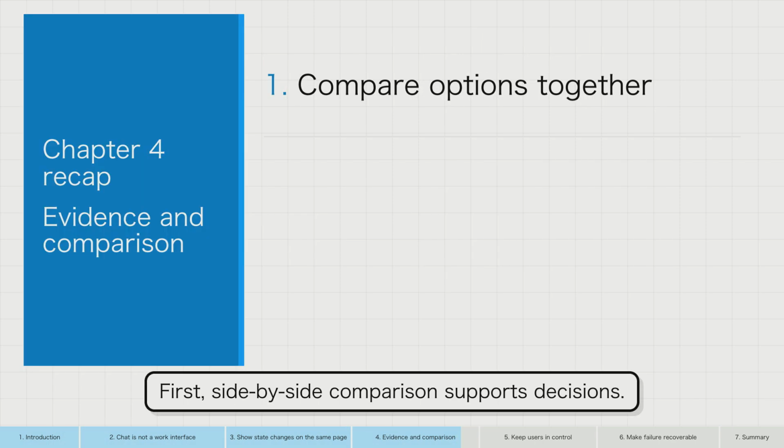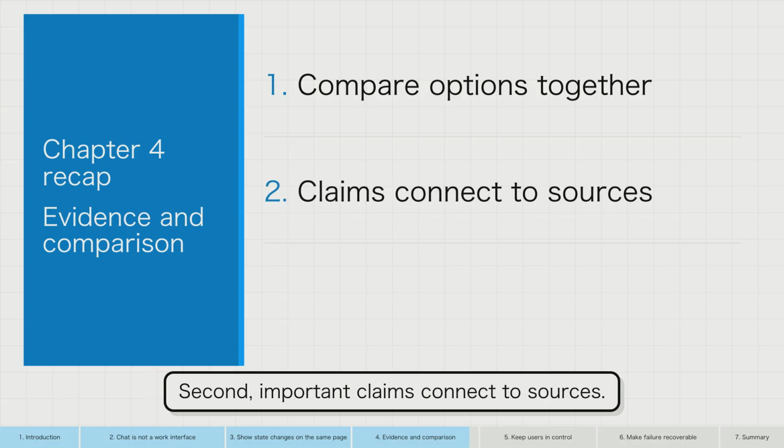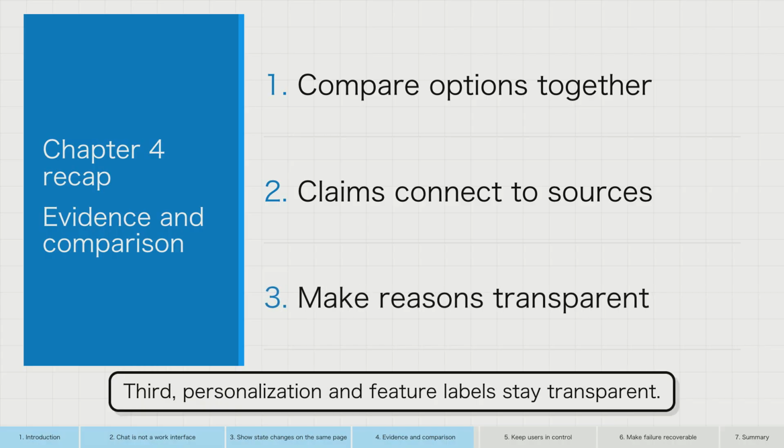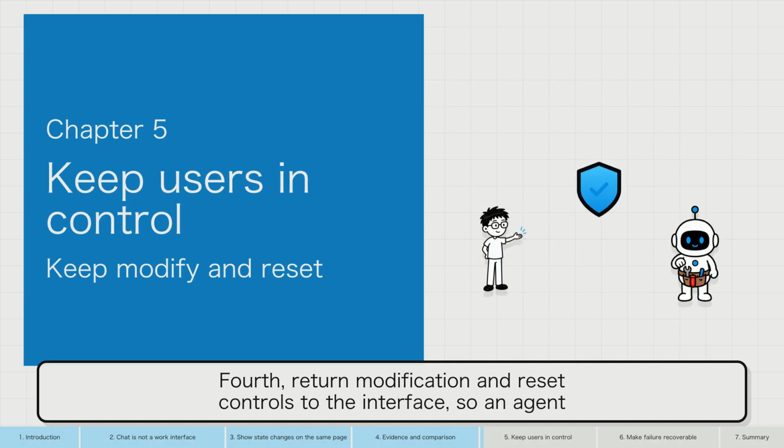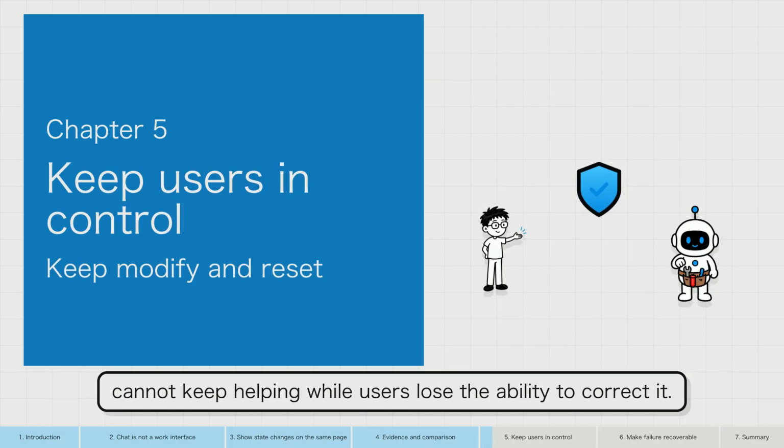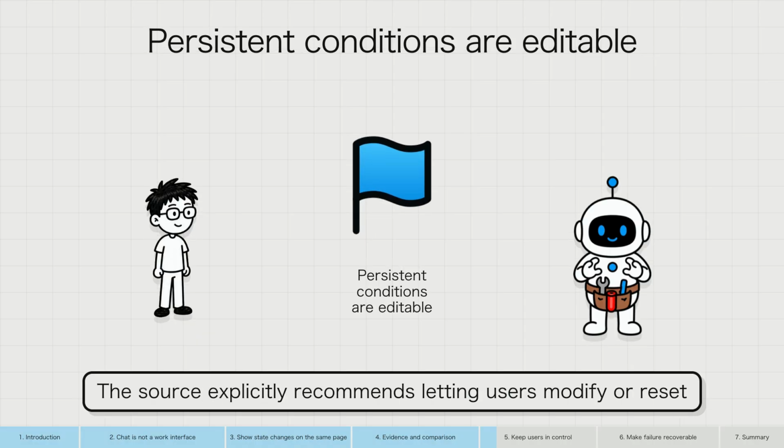Chapter recap. First, side-by-side comparison supports decisions. Second, important claims connect to sources. Third, personalization and feature labels stay transparent. Fourth, return modification and reset controls to the interface, so an agent cannot keep helping while users lose the ability to correct it. The source explicitly recommends letting users modify or reset personalization.